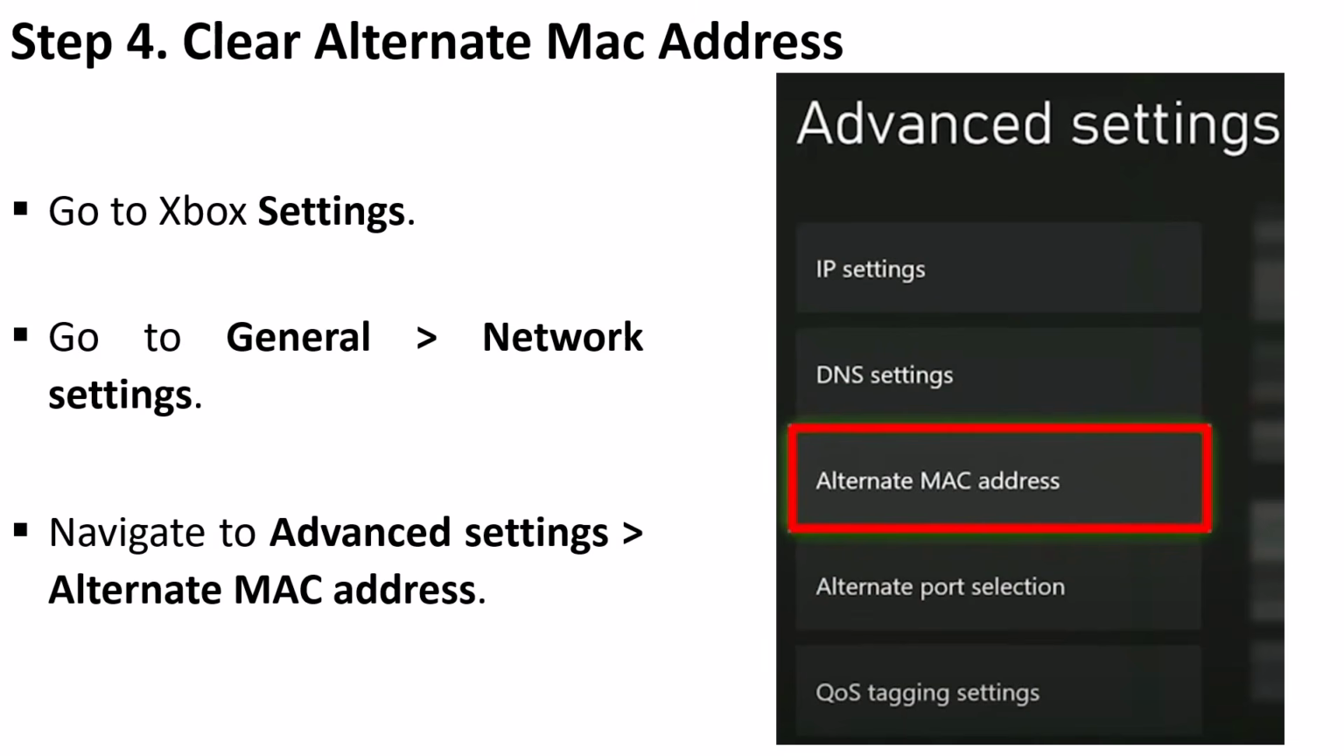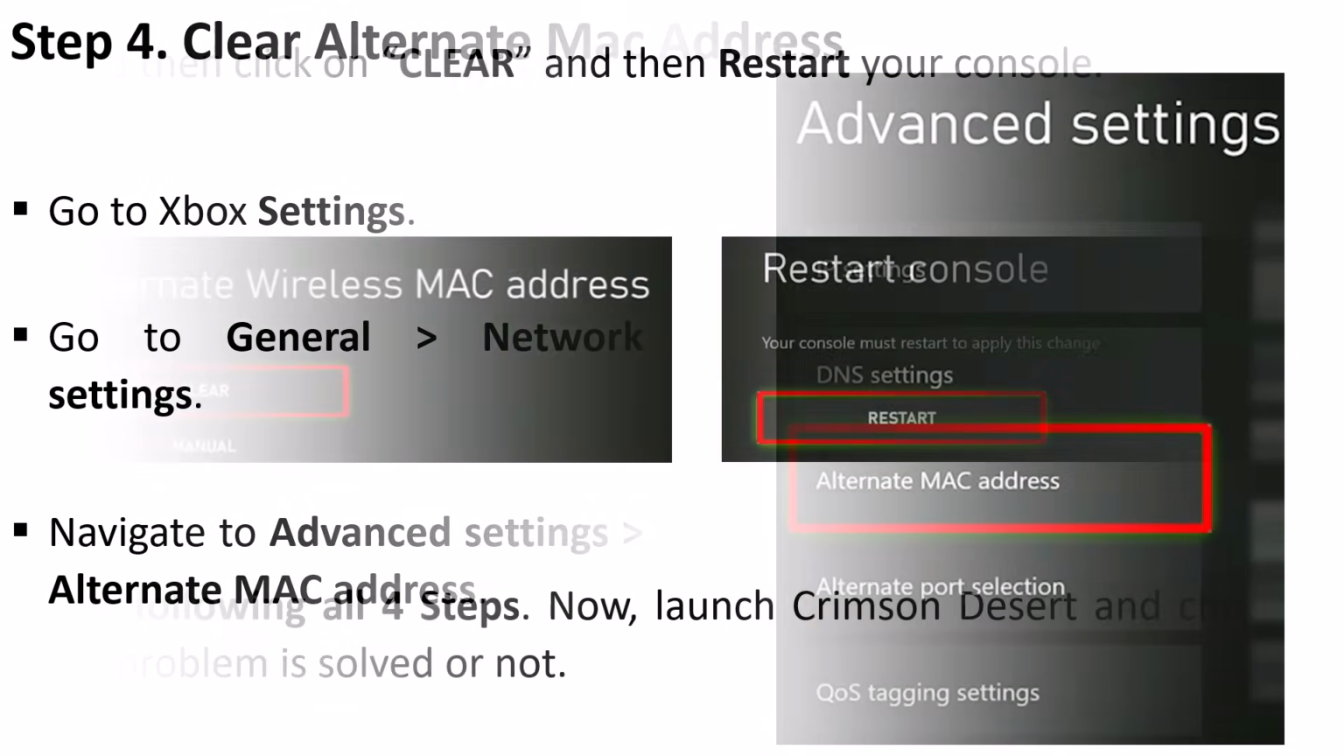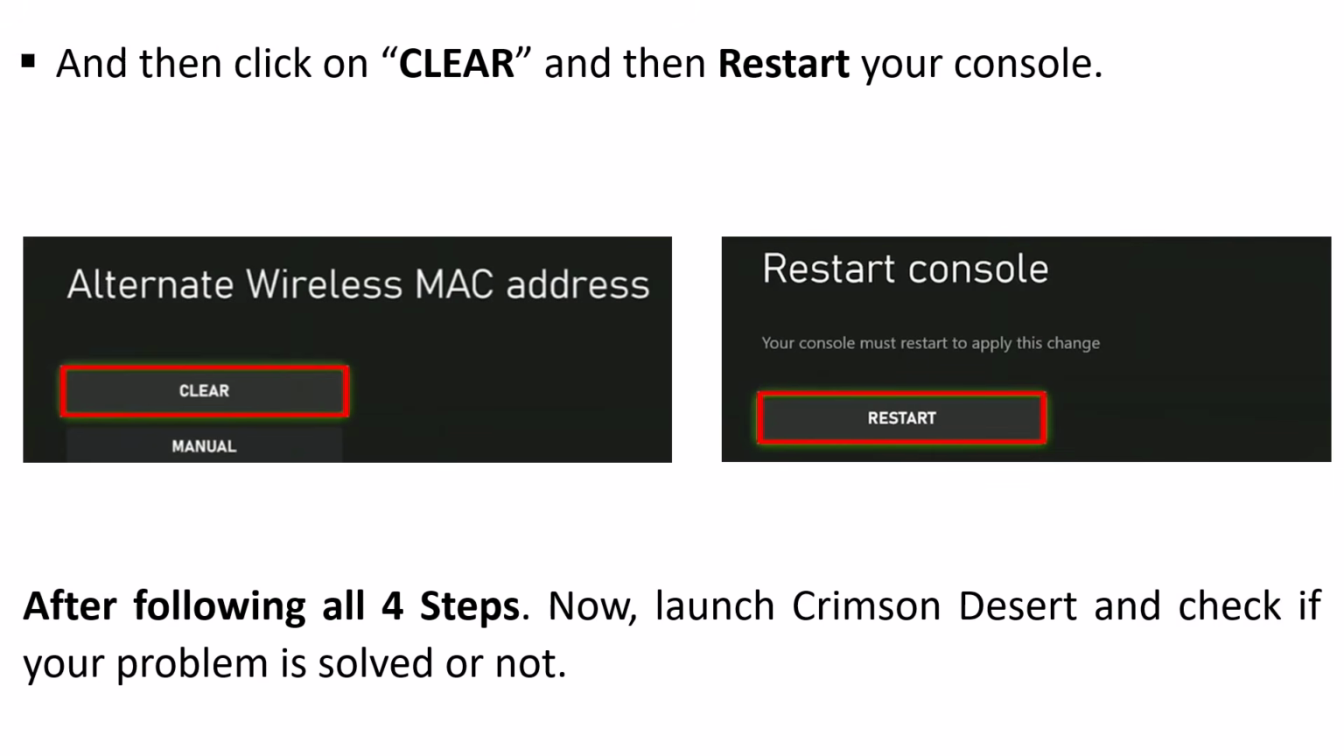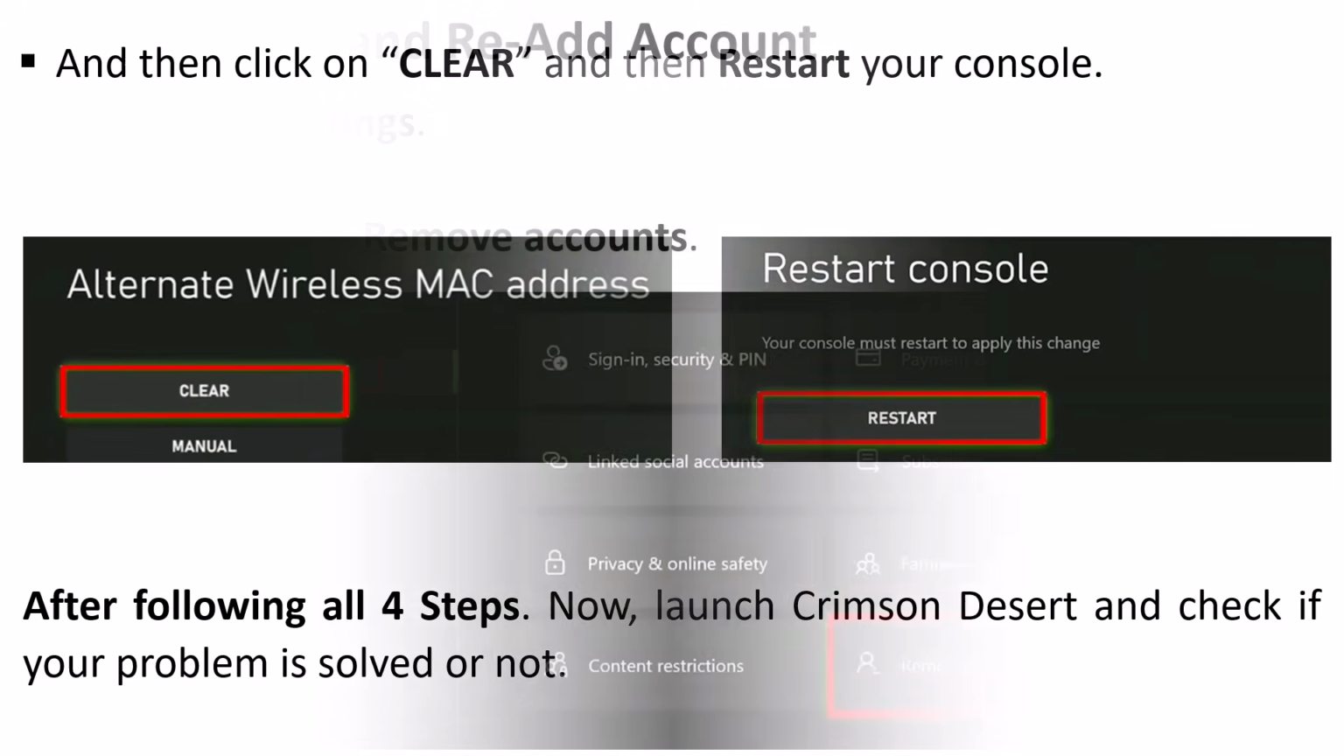Step 4 is to clear alternate MAC address. So go to Xbox settings, go to general network settings, then navigate to advanced settings, alternate MAC address and then click on clear and then restart your console. Now after following all the 4 steps, you can go ahead and launch Crimson Desert game and check if your problem is solved or not.